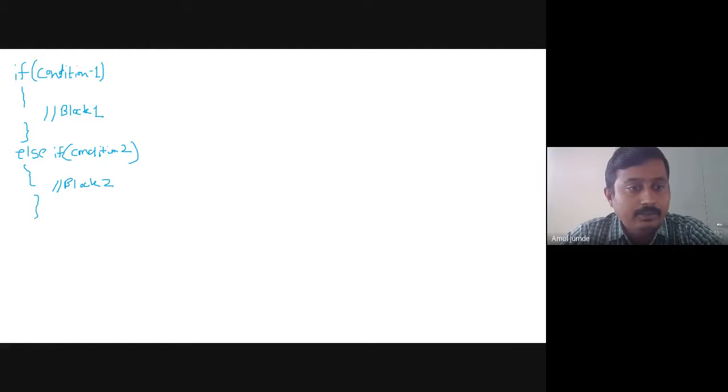Then you can have n number of such else ifs. Then it will be condition 3, condition 4, and so on. And finally, if all the conditions evaluate to false, false means you will skip that block. So if condition 1 is false, then block 1 is skipped, condition 2 is false, block 2 is skipped, and so on. If all conditions are false, then the else block will be executed by default. So this is my else block.